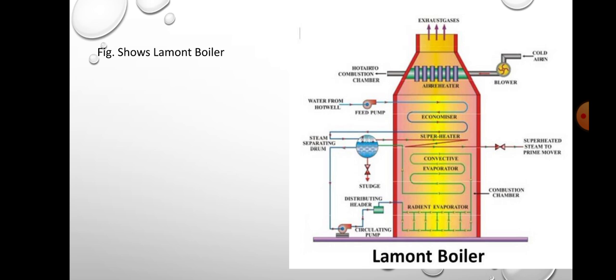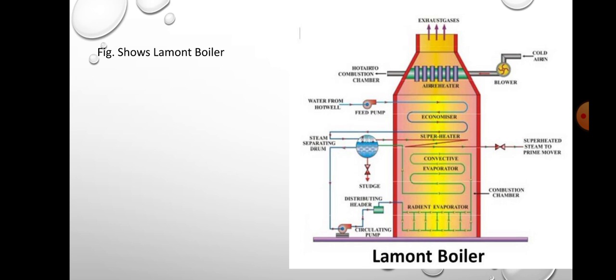Firstly, we will discuss the components of the Lamont boiler. Firstly is the blower, then air filter, then feed pump, economizer, water steam separator drum, evaporator, radiant evaporator. These are the parts of the Lamont boiler, and these parts are mounted inside the boiler, which is a closed vessel. We will discuss the working of the Lamont boiler.